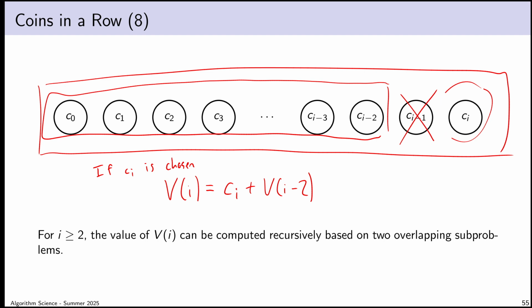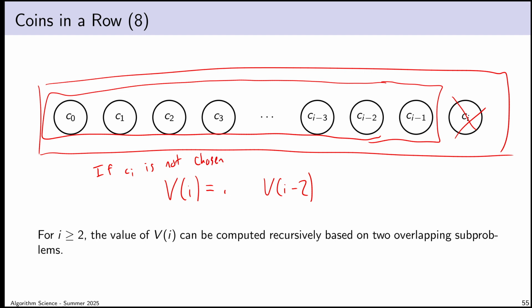The other recursive case, and there are only two of them because Ci is either out or it's in, is: what if Ci is out? Well, if Ci is out, then Ci minus 1 might be in. Maybe not. We don't know yet. But we know that Ci minus 1 could be in. So if Ci is not chosen, then basically the highest value I can obtain is just going to be equal to V of i minus 1. That's it. I just go get the highest value I can out of all the remaining coins, all the coins up to and including Ci minus 1. So there's my recursive breakdown.